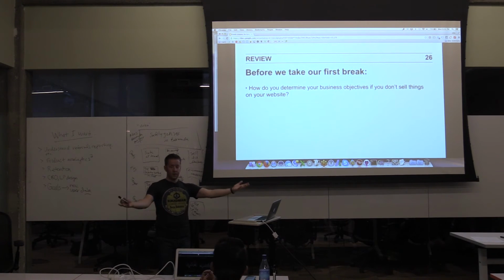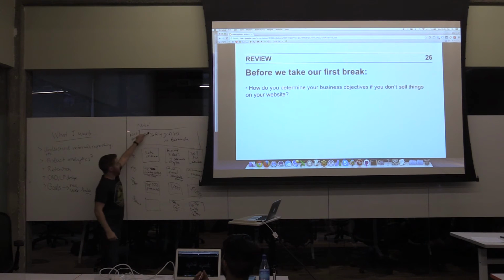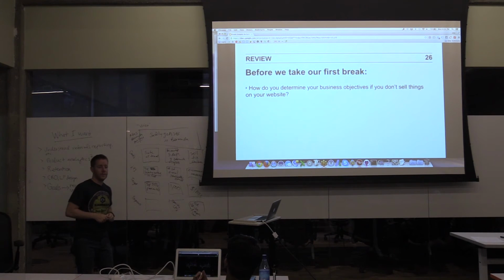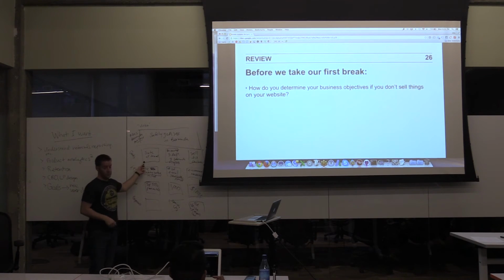A question for the group. How do you determine a business objective if you don't sell something on your website? What would be your thought process there? Remember, that's the vision. Yeah, you could say your goals. Right, if you're not selling anything, we could pull the other five, yeah, app downloads, right? How do you turn your business objectives?